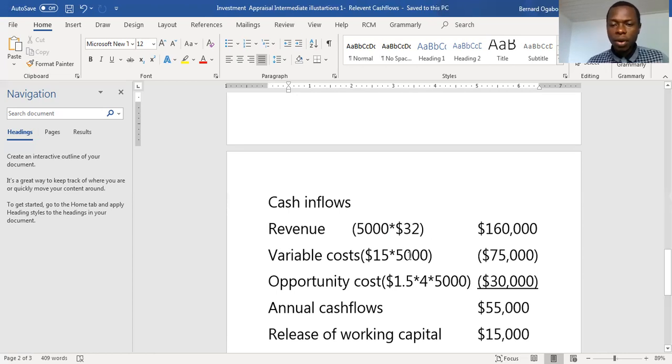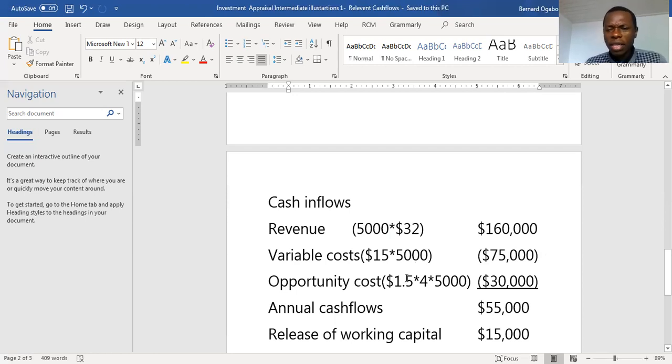Then that is the cost. So we have $8 per unit for labor, and we have 7 for material. So 7 plus 8 gives us 15. That's why we have variable cost is 15 multiplied by 5,000 units, and that gives us 75,000.